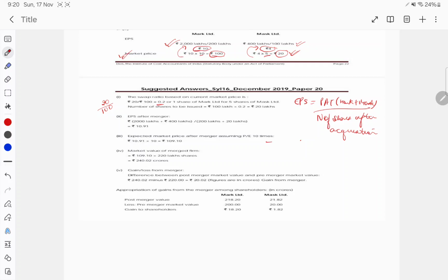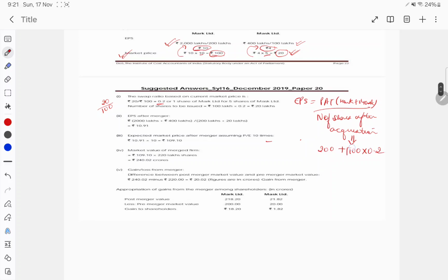EPS after merger will be the profit after tax of both the firms divided by the number of shares outstanding after acquisition. To calculate this, we take the number of shares of the acquiring company, Mark Limited, which was 200 lakh, plus the number of shares of Mask Limited, which was 100, multiplied by the swap ratio of 0.2. So the total number of shares outstanding comes to 220 lakhs, and the total profit of both firms is 2400. Dividing the total PAT of 2400 by the 220 shares, the answer comes to rupees 10.91.